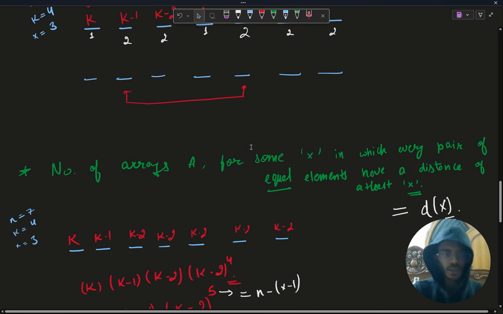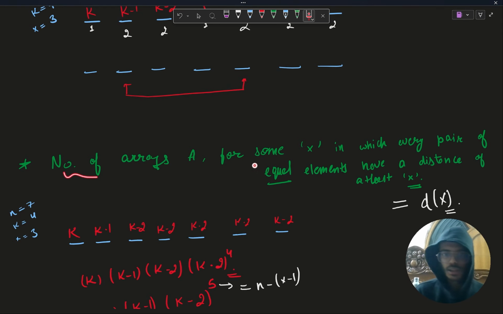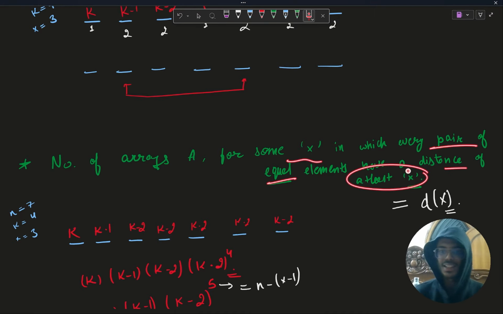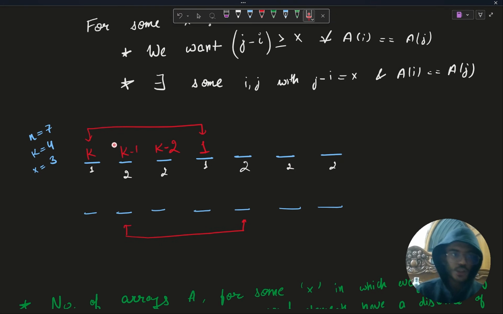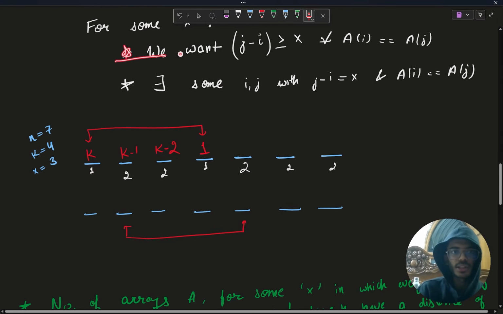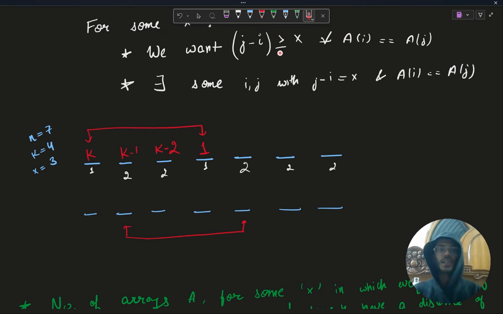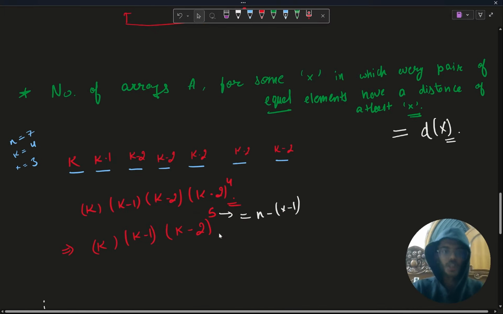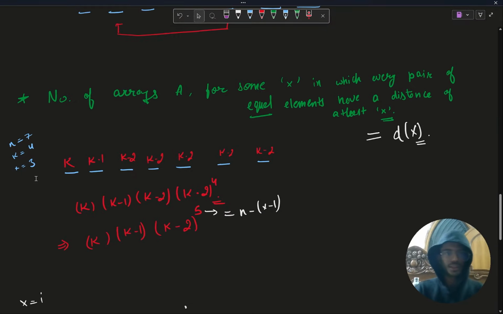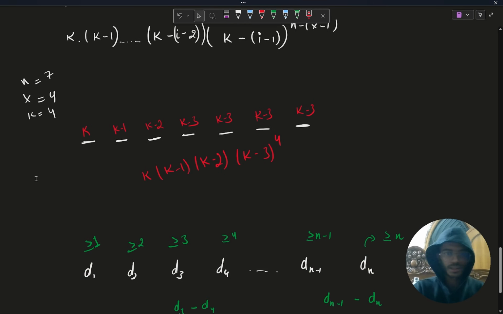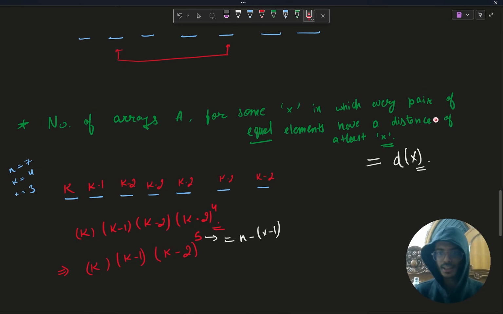So instead, we'll count the number of arrays for some x in which every pair of equal elements has a distance of at least x. Basically, instead of ensuring that these two elements are equal, we'll just ensure this first condition, that for any equal elements, the distance between them is at least x instead of equal to x. We can easily calculate this first of all. Now, if we are able to calculate it, how would it help? I'll discuss that next. We're going to call this thing d of x.